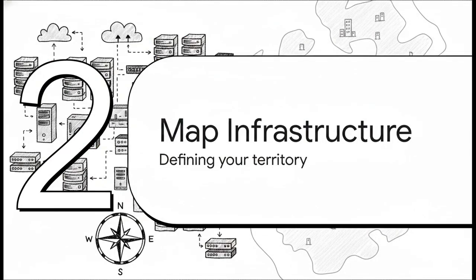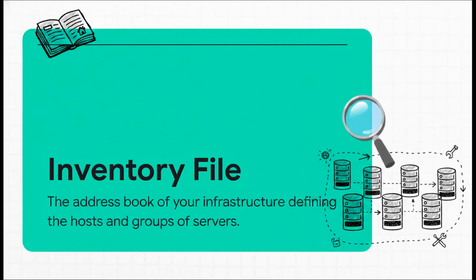Moving right along to part 2, mapping your infrastructure. Before you can boss your servers around, Ansible needs to know who to talk to. That's your inventory file. Think of it as your digital address book, which by default is hanging out at /etc/ansible/hosts. You use this file to group servers together, like grouping all your web servers or databases. This makes it ridiculously easy to target an entire fleet of machines with just one command.